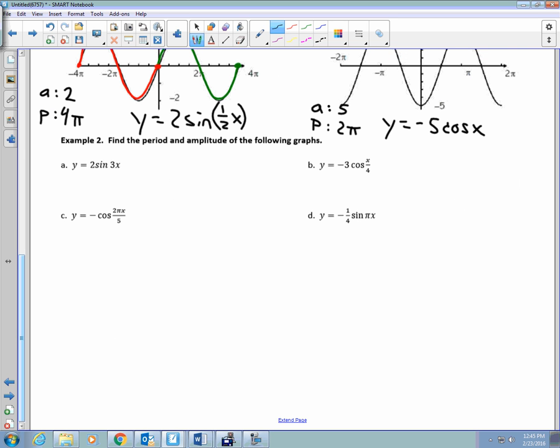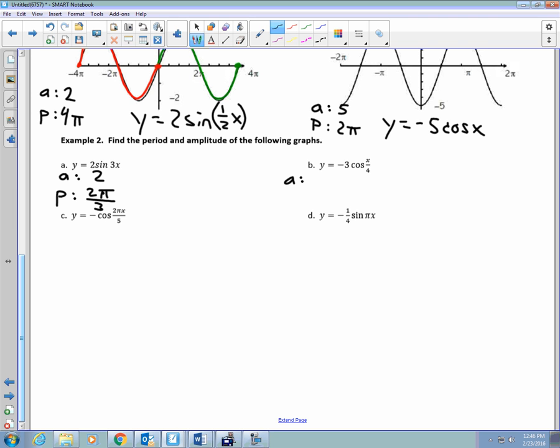Okay, let's look at some equations that are a little bit more difficult to identify amplitude and period. Some are easy, some are not. Amplitude for A, 2, period, 2 pi over 3. That's its period. How many cycles will it complete within 2 pi? It will complete 3 cycles within 2 pi. It will repeat itself every 2 pi over 3.